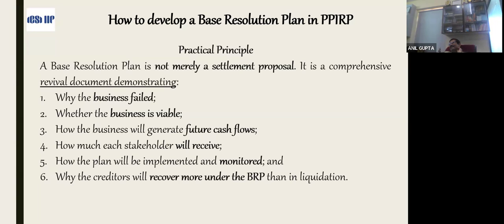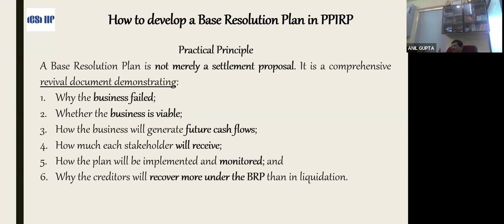For that, why the business failed. In the base resolution plan, you have to mention why the company failed to repay the loans of the financial creditor or the operational creditor, and whether the business is viable or not. In the coming days, if the company promises to pay the amount, whether the company will run in a viable manner or not, and how the business will generate future cash flows, through new markets, reduced cost of operations, and increased revenue.